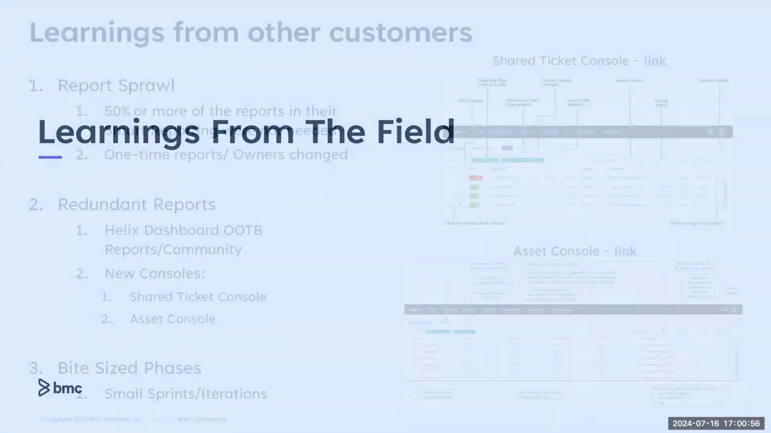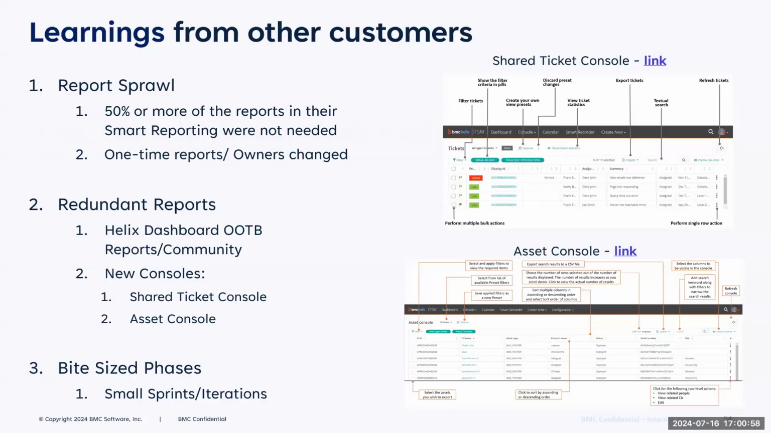Yeah. So let's talk about some of the learnings from other customers. When we work with some of our other customers during their migrations, we have seen some common factors across the board. Some of them work really well for the customer. Some are problems that we have seen. So let's talk about some of those. Number one situation that we have seen all across is report sprawl.